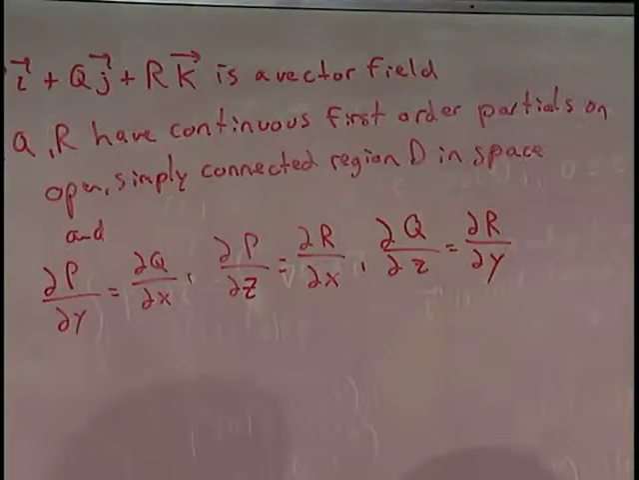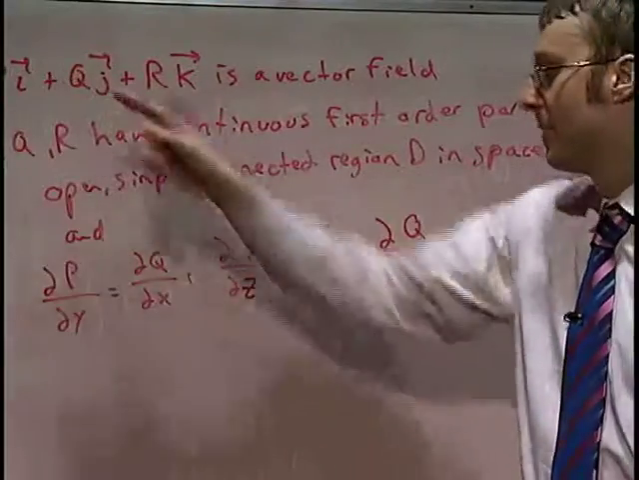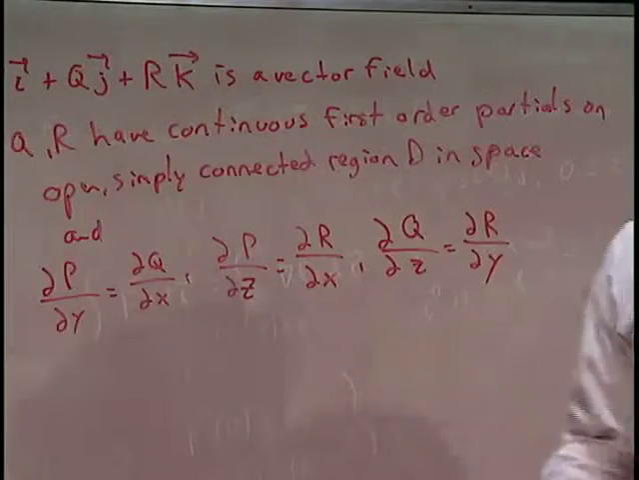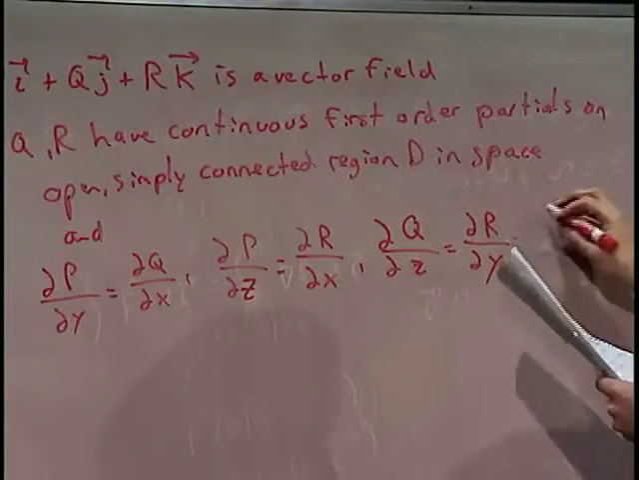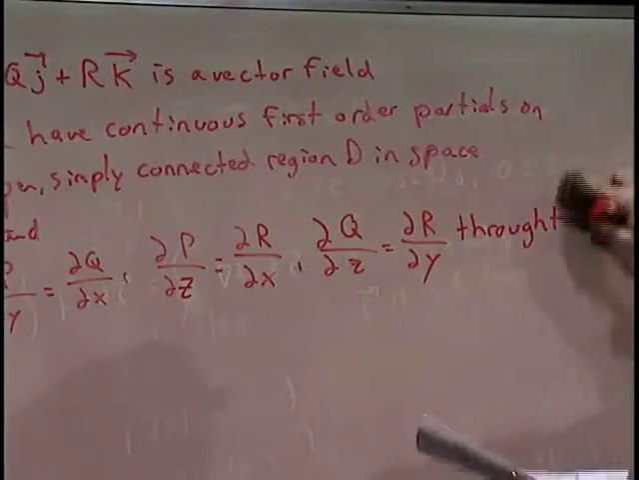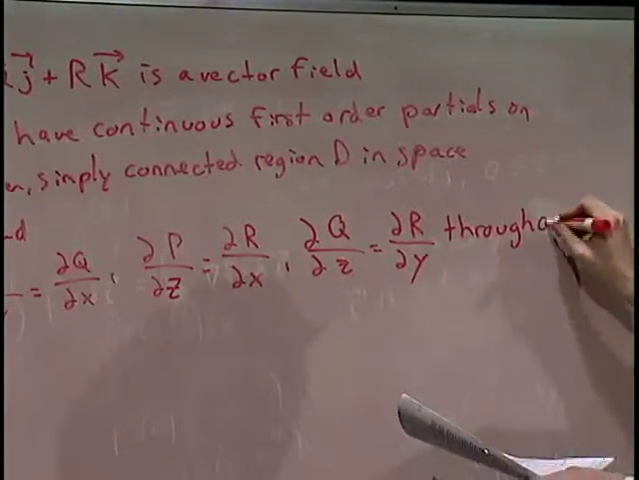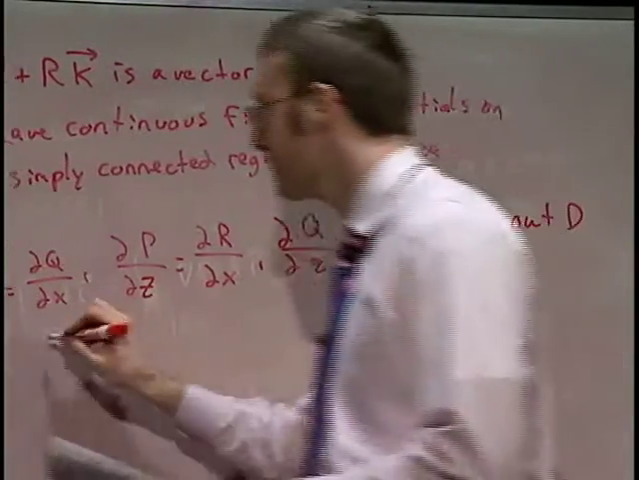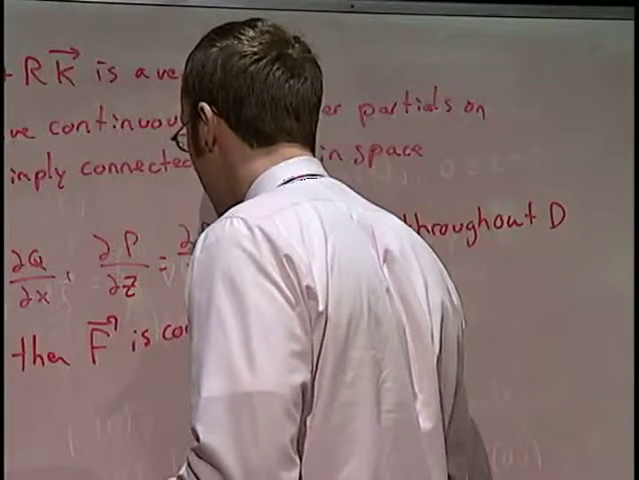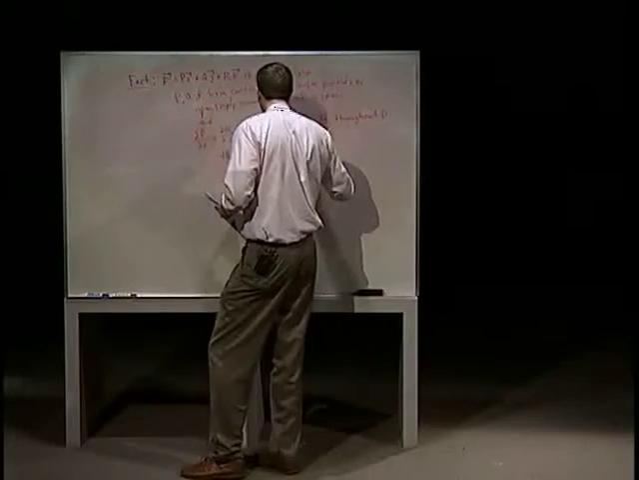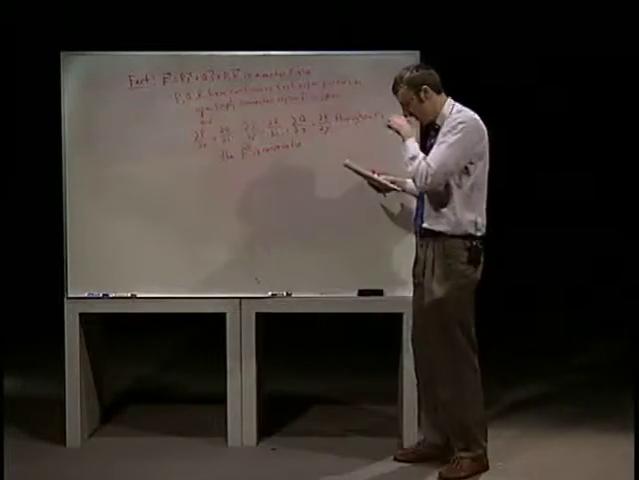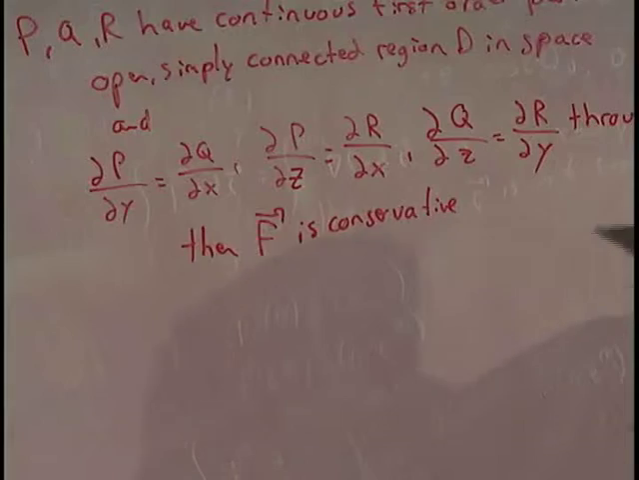So you're flipping P and Q and x and y, and then P and R and x and z are flipping, and Q and R and y and z are flipping. So if all of those hold throughout D, then F is conservative. This time you've got not only one criterion to check, you've got to check 3 and make sure they all apply for a conservative field. Okay, so let's do an example here.